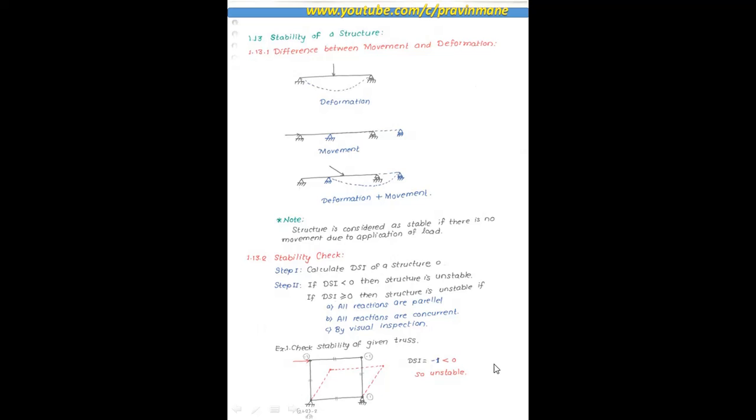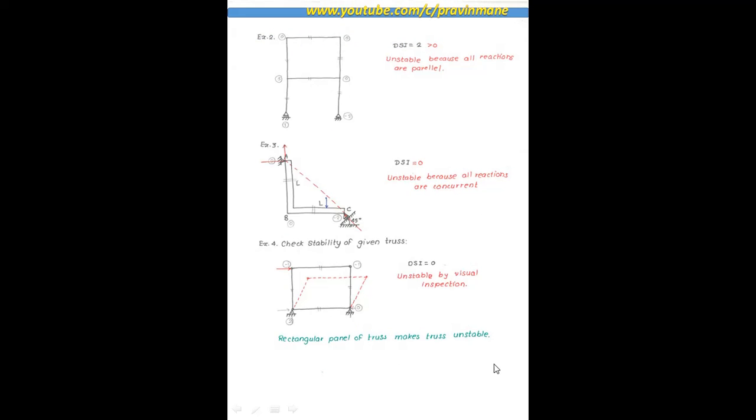Then, DSI is greater than 2, unstable because all reactions are parallel. DSI is equal to 0, unstable because all reactions are concurrent. DSI is equal to 0, unstable by visual inspection. The rectangular panel of the truss makes the truss unstable.